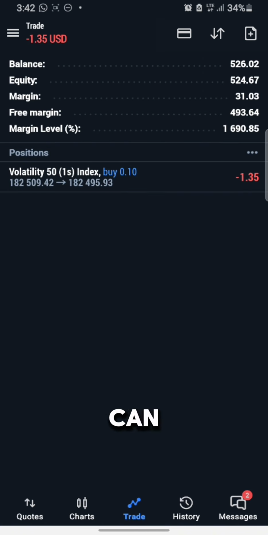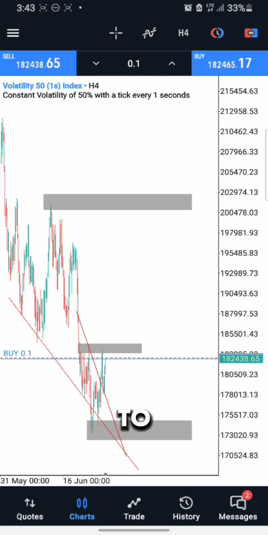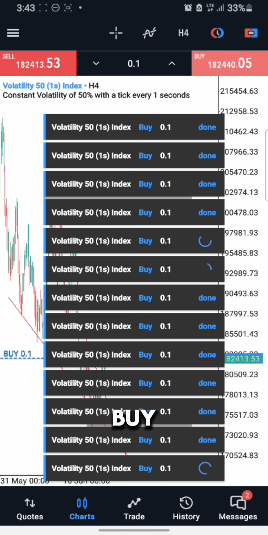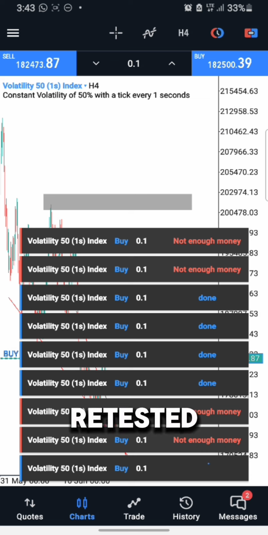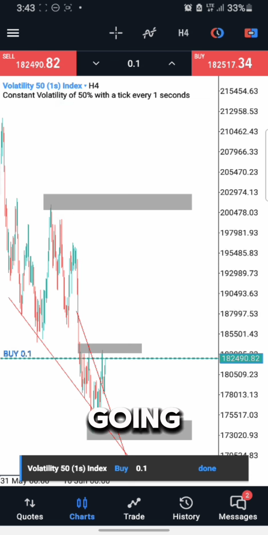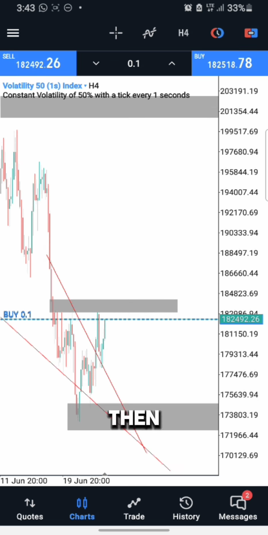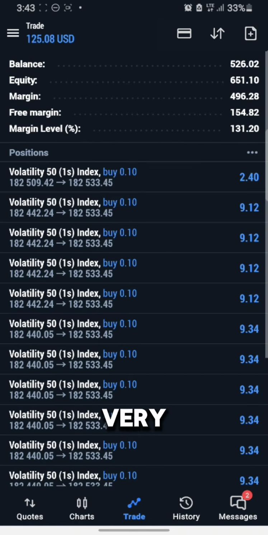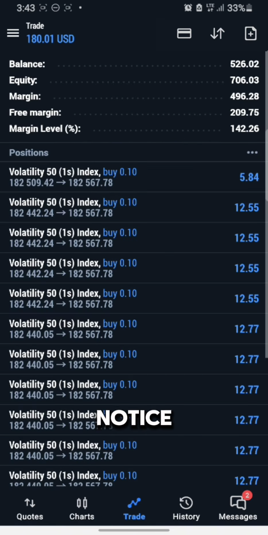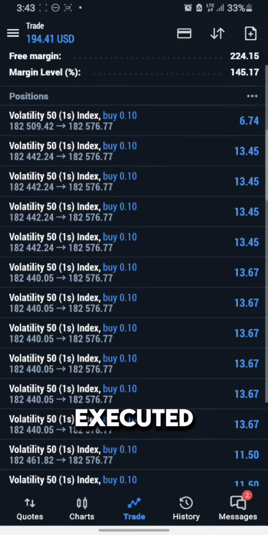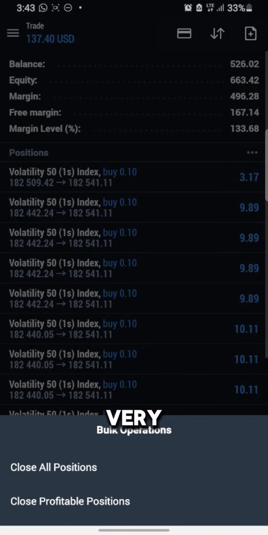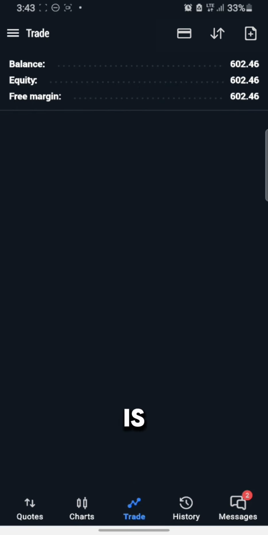So as you can see, it's now time to execute the market. As you can see, I put another trend line that was broken to the upside. So this trend line was broken to the upside, and then now the market is going to buy. It came back for a retest and then retested that line, and then now it's continuing going up. And then this Volatility 51 second is very volatile, so I didn't notice that. That's why I executed a lot of positions. So this is very dangerous. As you can see, the market is going at a faster speed, which isn't good.